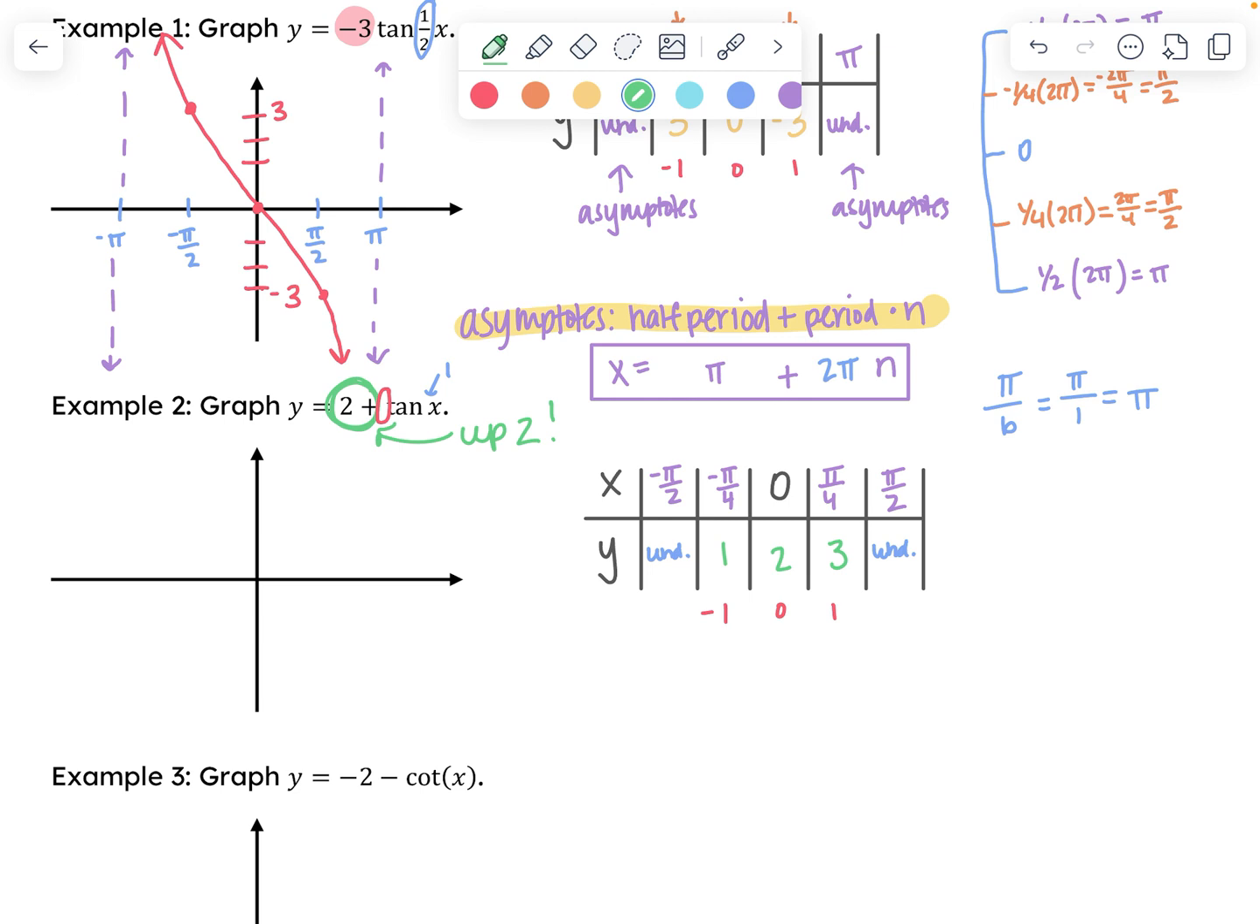Okay, let's graph it. So coming back and forward, we've got negative pi over 2, negative pi over 4, pi over 4, and pi over 2. I'm going to put my asymptotes going up and down, back here, and up here. And then everything is shifted up, so I need to be up at 1, 2, and 3. So 1, 2, and 3. And it's just going to kind of go like this.